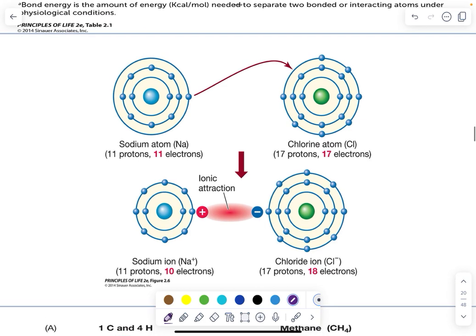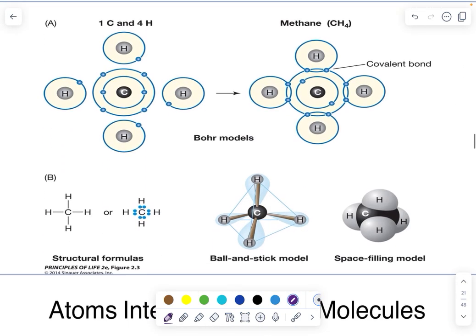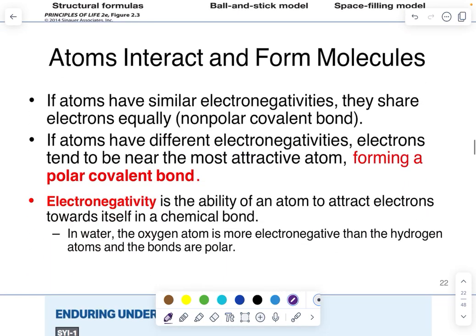So you can see right here, sodium and chlorine, you have an ionic attraction right here, and that's sodium chloride, which is salt, which we have to have for our nervous systems to work. Atoms interact and form molecules.